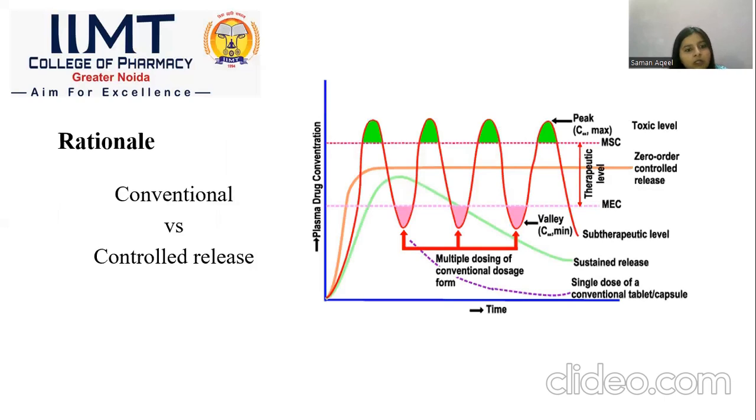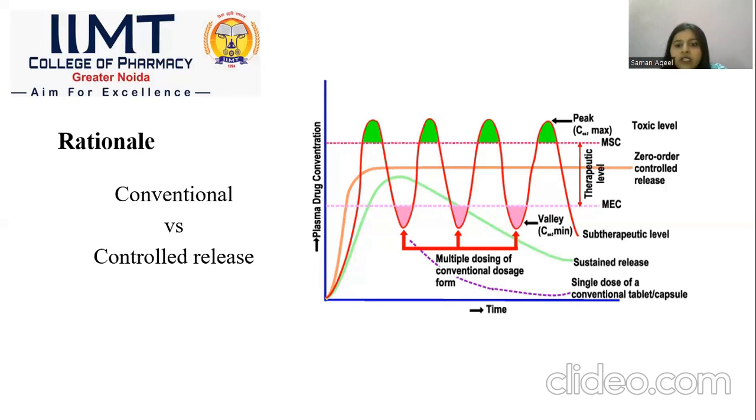Now let's have a look at this diagram, which is showing the rationale of conventional versus controlled release. Here you can see on the x-axis time is given and on the y-axis plasma drug concentration is mentioned. You can see that the green diagram is showing the peak. There are two lines indicated with pink dotted lines. First is the MEC, that is the minimum effective concentration. And the upper one is the MSC, that is the maximum safe concentration. And the area between these is known as the therapeutic level or therapeutic window.